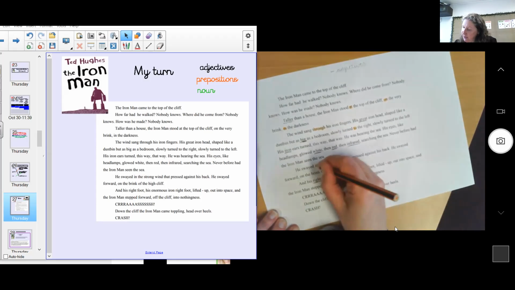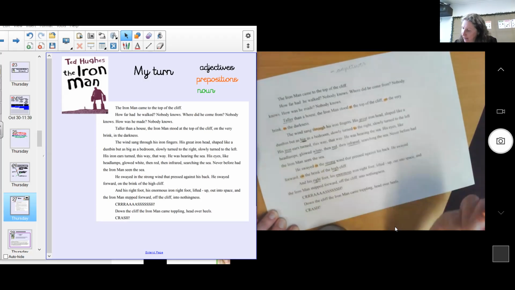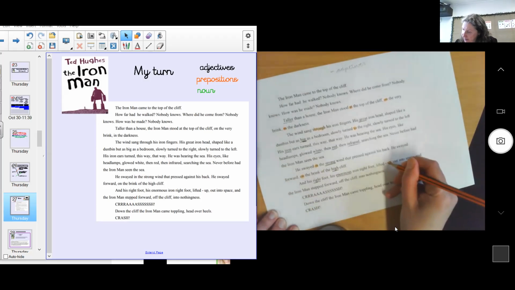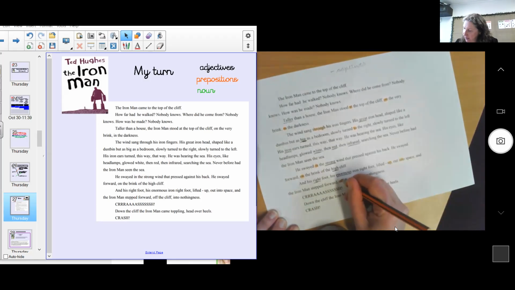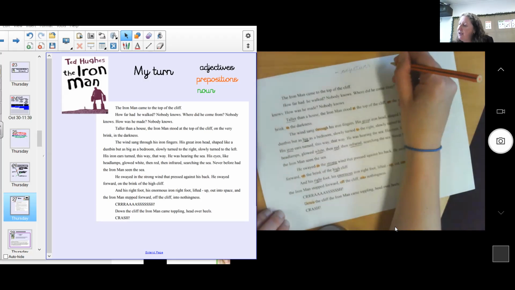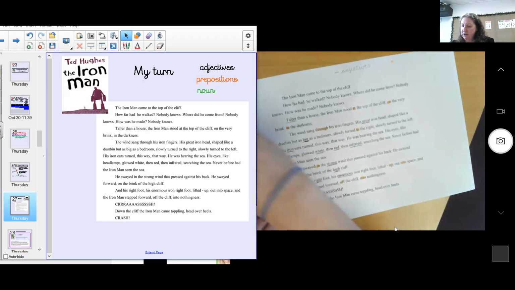He swayed in the strong wind. On the brink of a cliff, up and out into space, off the cliff into nothingness, and then down the cliff. Okay, so these are my prepositions.